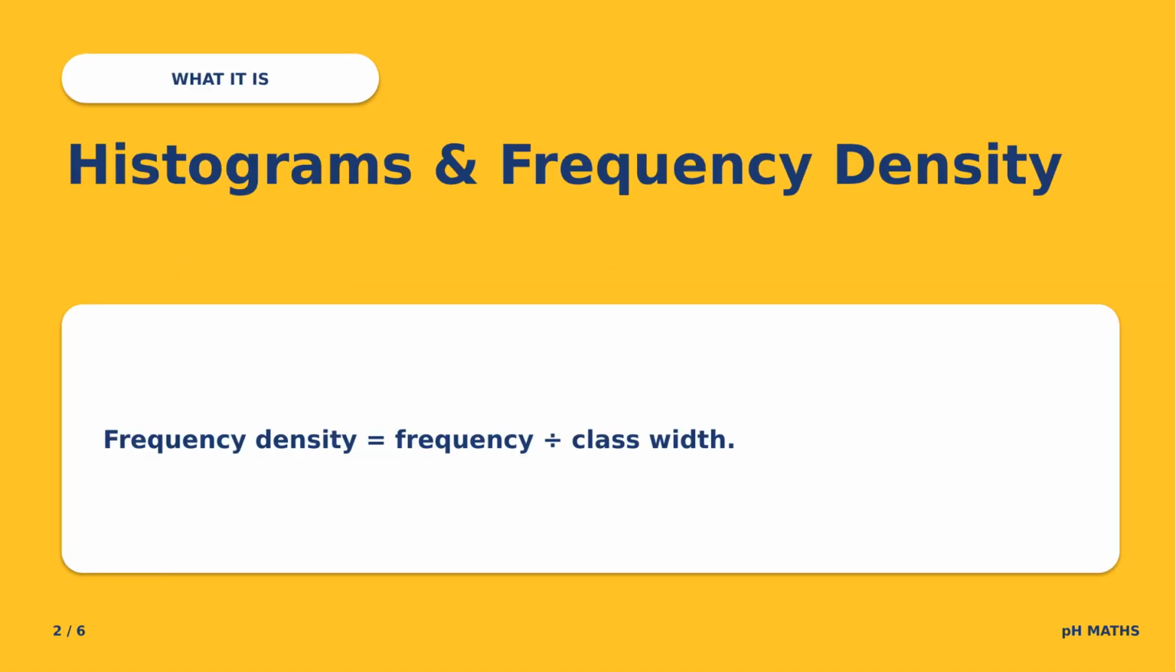Definition: frequency density equals frequency divided by class width. So a class with frequency 20 and width 5 has density of 4. A class with frequency 20 but width 10 has density 2. Same frequency, different density, because the area, not the height, has to represent the frequency.